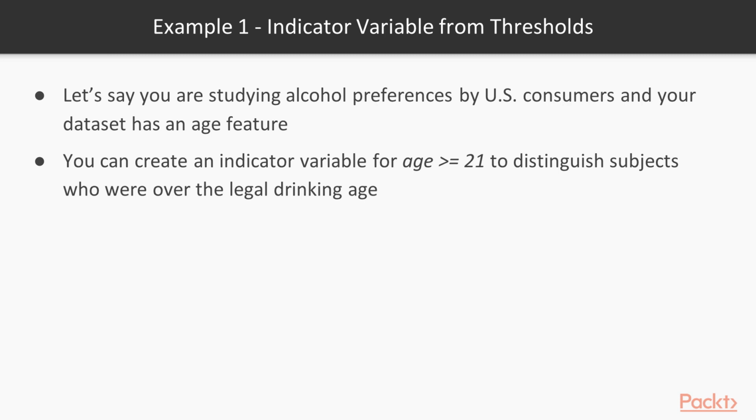to distinguish subjects who are over the legal drinking age. So, for example, we have multiple data points for every person in the US, and every person has a lot of traits, lots of features. For example, age, weight, height, and so on. But for that specific model, you need to extract the age feature.